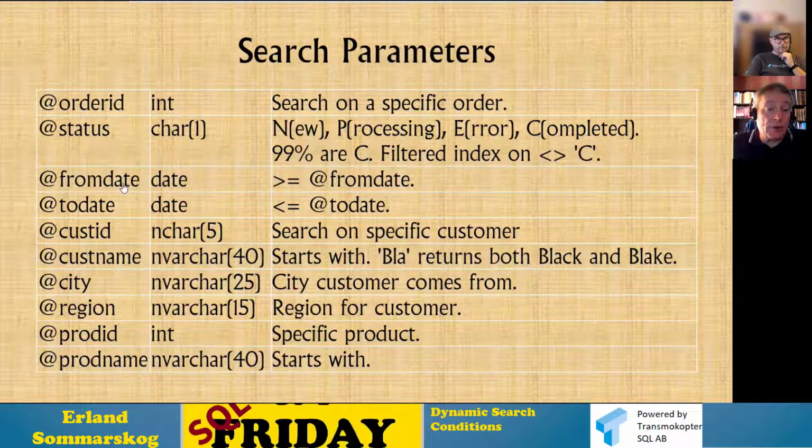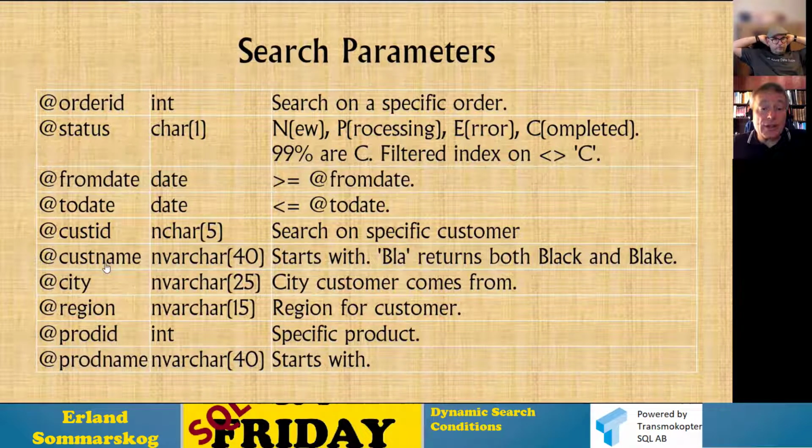And then you can search on the order date, and that can be a date interval or an open interval. So you can give a from date and a to date. And of course, the order date column is indexed. Then you can search on the customer ID. And yes, it's NCAR5. That comes from Northwind. I don't know why, but it's NCAR5. Very funny. And of course, there's an index on the customer ID column.